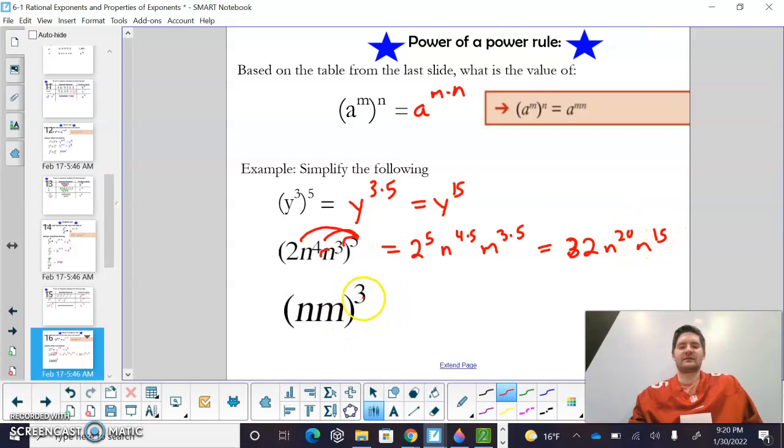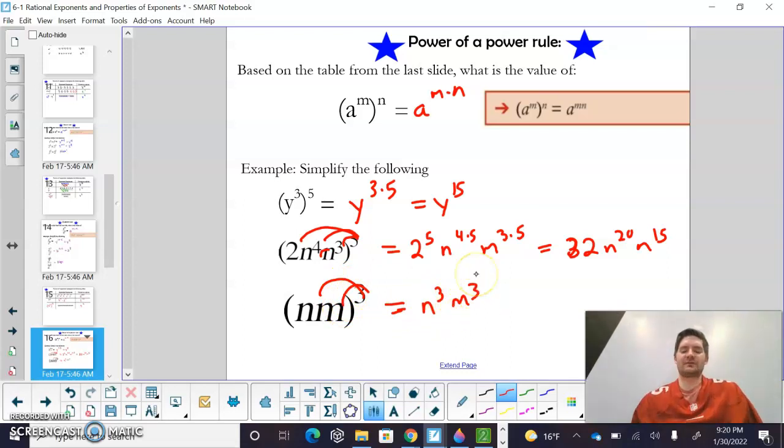Now this one down here, again, we would distribute to both. And on our screen, it would be n cubed, m cubed for that one.